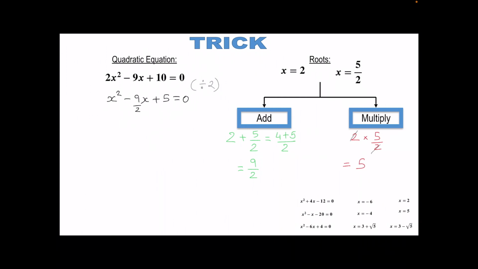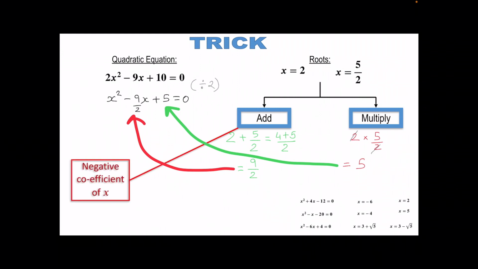And if you compare this, the answer of addition is again equal to the negative coefficient of x in the equation, and the answer of multiplication is equal to the constant term of the equation. So this trick works for all the types of quadratic equations where two roots are real.